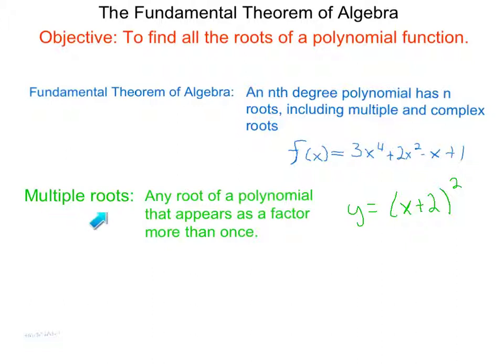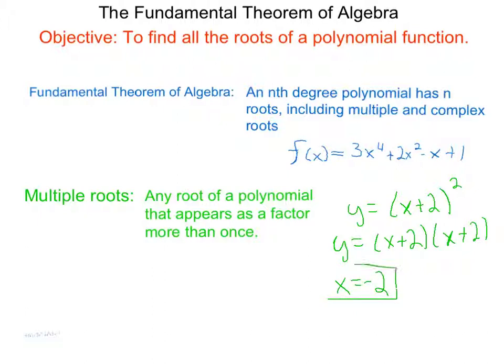Multiple roots means any root of a polynomial that appears as a factor more than once. You can't always see multiple roots on a graph, but when you factor it out, you can. So notice we have an example, y equals (x plus 2) squared. So we have (x plus 2) times (x plus 2). Notice that this is the same thing, and if we were to solve for that, we'd get x equals negative 2, but this is a multiple root because it shows up twice. So this has a multiplicity of 2.